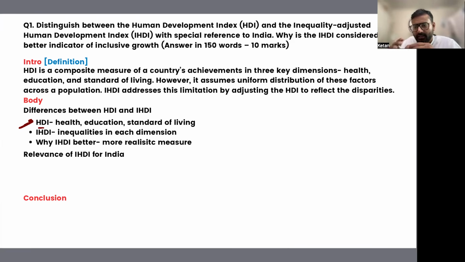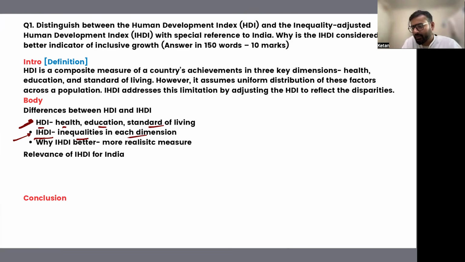HDI considers three dimensions: health, education, standard of living, and the average of that gives you the Human Development Index. But it does not take into account the inequalities across each of these dimensions. So inequalities in access to health, inequalities in access to education, inequalities in standard of living in the country. Therefore, IHDI takes care of these inequalities, and also considers inequalities in each of these dimensions. And the greater the difference between HDI and IHDI, the greater the level of inequality in the country.